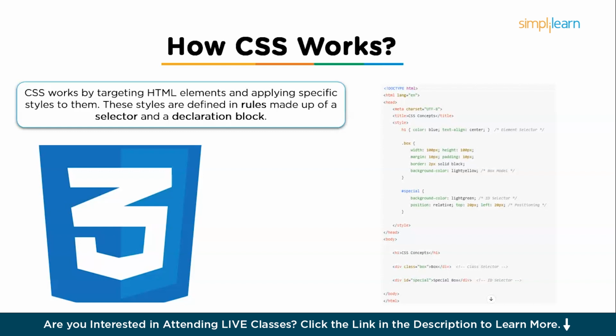The third comes positioning. CSS allows developers to control how elements are positioned on the page. First one is static, default positioning. And the second is relative, which is position relative to its normal position. The third is absolute, position relative to nearest positioned ancestor. And there is fixed as well.